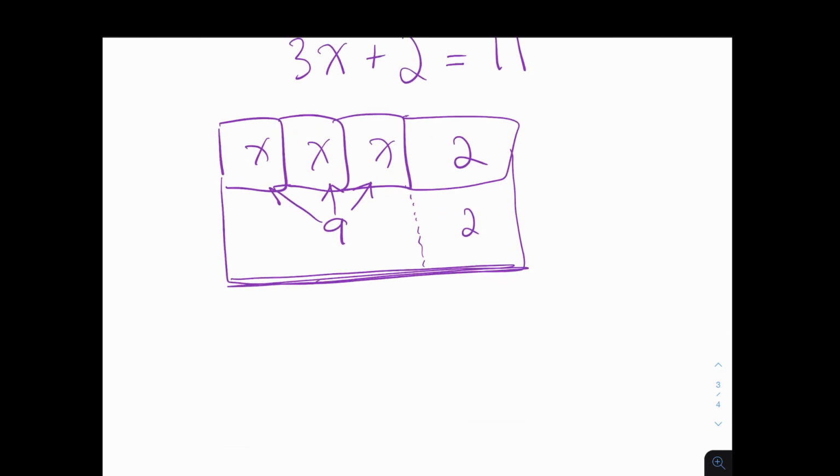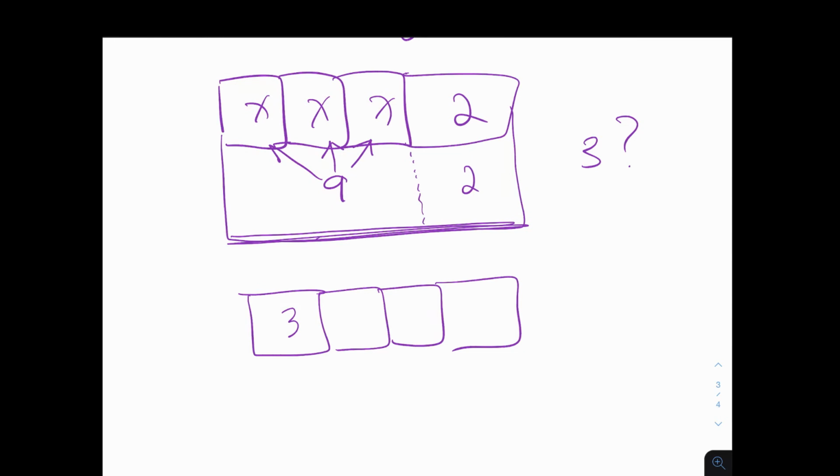Well, if you guess 3, let's try it. If x equals 3, then 3 plus 3 plus 3 plus 2, hopefully it equals 11. And does it? Yes, it does. Check-a-rooney. Let's move on to the last example. The last example is 2x minus 3 equals 5. It's a negative, so we'll use a number line if we don't understand it.